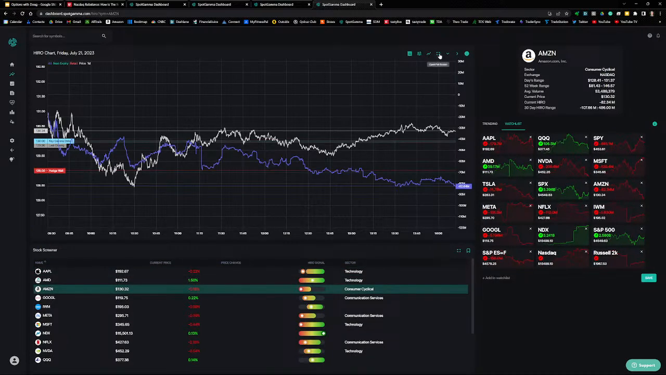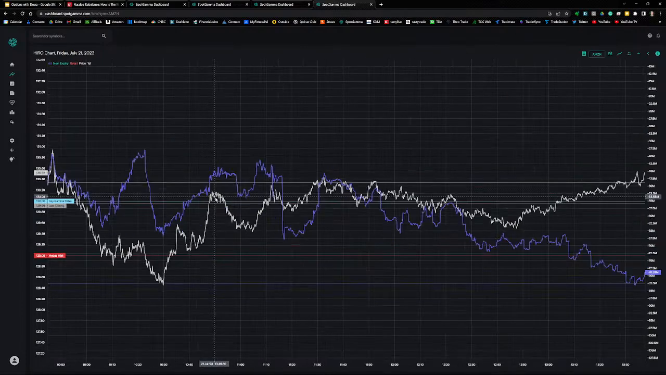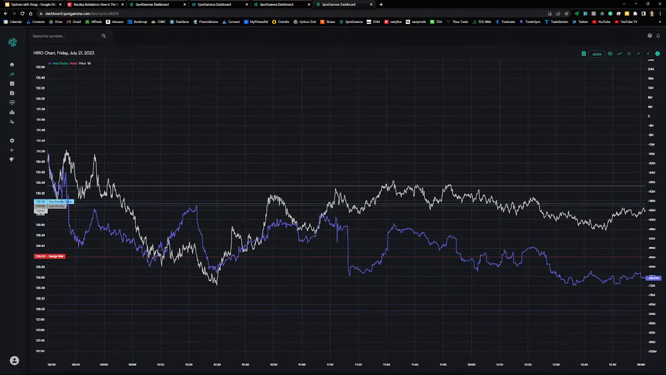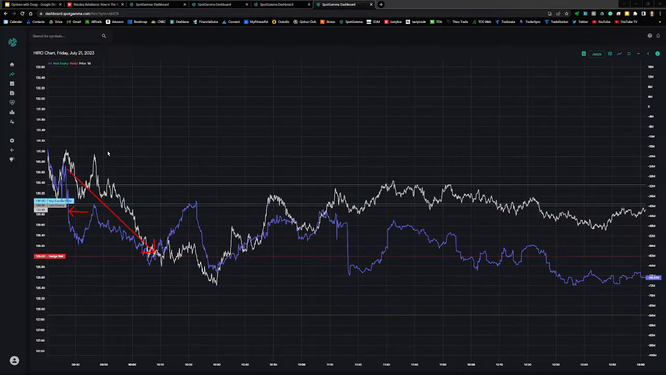In Amazon, another divergent short. Big drop in Hero. Continues to make lower highs. Price looks like it makes a double top and then starts to move lower. Let's go take a look at Bookmap.